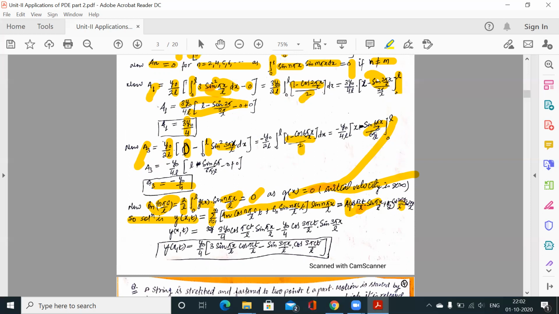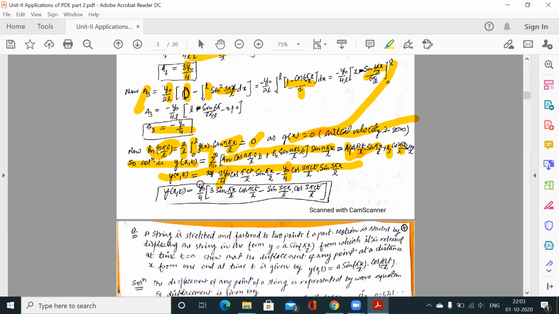Now substitute the values of a3 and a1. So a1 is 3y0 by 4 and a3 is minus y0 by 4. So this is what we are getting as the solution. We have kept y0 by 4 common. So this is the solution.